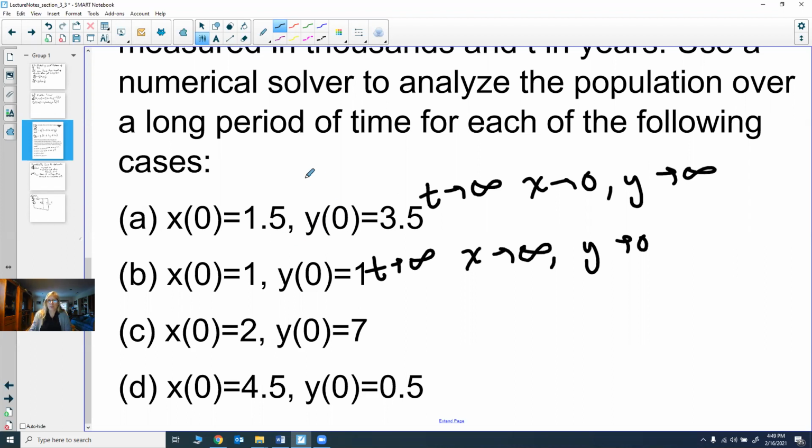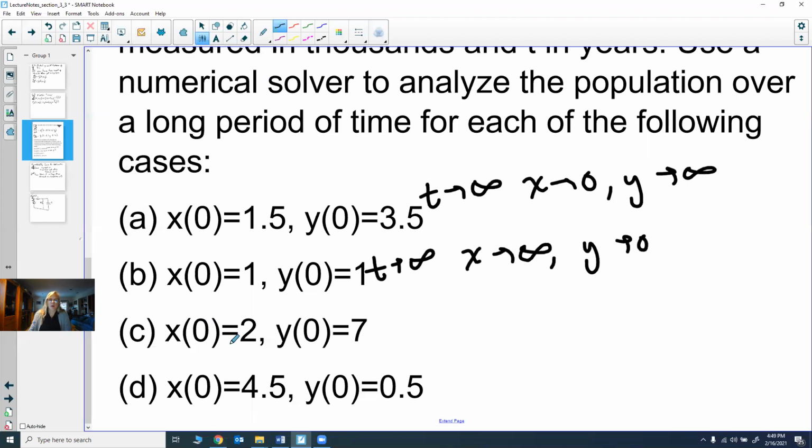Whereas in this one up here, part A, we have some more of the x, but not as much as we have the y. We have a lot more of the y, which means the y can take over and eat a lot more of the food source, and the x can't get as much of it, and that's why the x dies off.